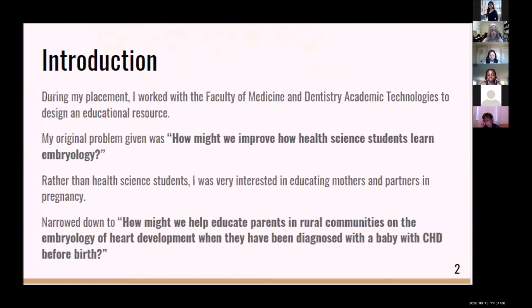So my original problem was how might we improve how health science students learn embryology? And rather than health science students, I was more interested in educating mothers and partners of pregnancy. So I narrowed it down to how might we help parents in rural communities on the embryology of heart development when they have been diagnosed with a baby with CHD before birth.